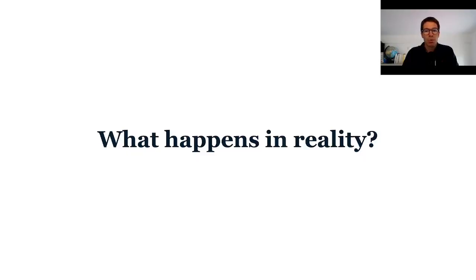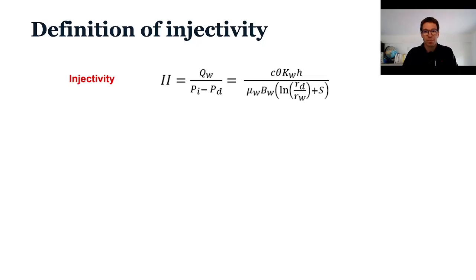So the question with injectivity is what happens in reality. But before that, we probably need to have a quick look at the injectivity equation, because you will see it's rather important to understand what can change and how things can change. The injectivity equation is rate divided by reservoir pressure minus downhole pressure. And if you want to get all the values right, you will need at some point a pressure gauge.